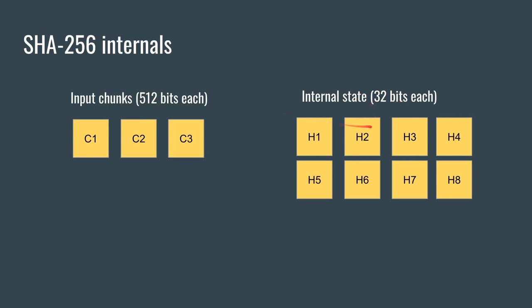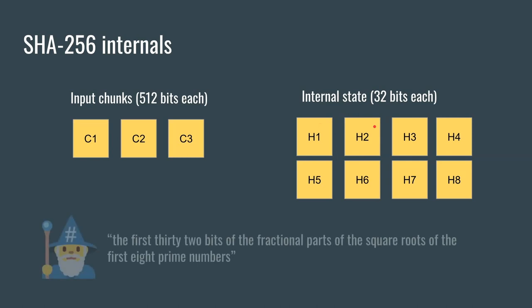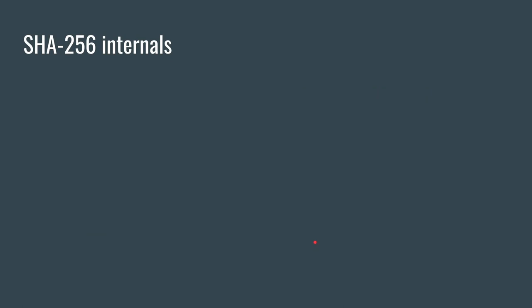As far as what we set the internal state to initially, the spec says the first 32 bits of the fractional parts of the square roots of the first 8 prime numbers. So I've drawn the hash algorithm as a little wizard here because this sounds like some sort of magic spell. But if you wanted to dive into the spec and dig into how they came to using these exact numbers, please do. So that's what we seed this initial state array with, these first 32 bits of the fractional parts.